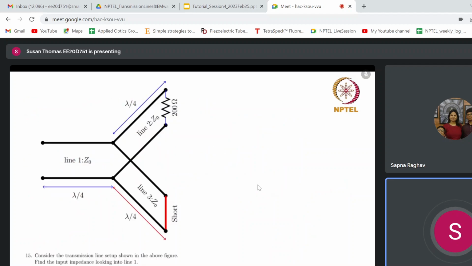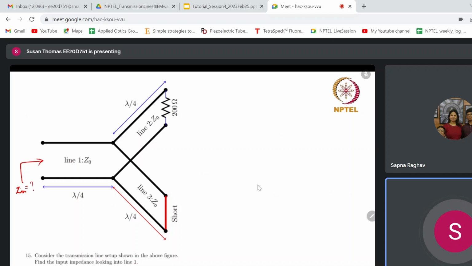Now coming to some questions from transmission lines. These are some selected questions based on the assignment questions. So consider the transmission line setup shown in the above figure. Find the input impedance looking into line 1. So we need to find the input impedance looking into this line.